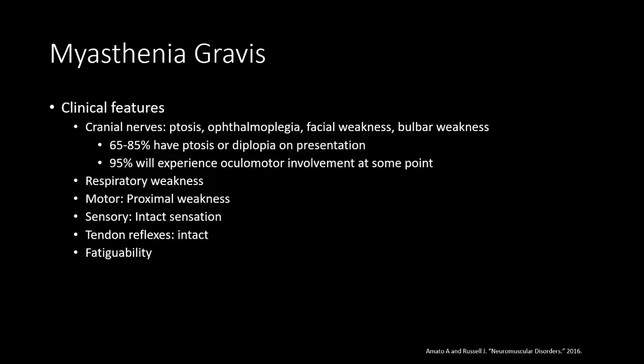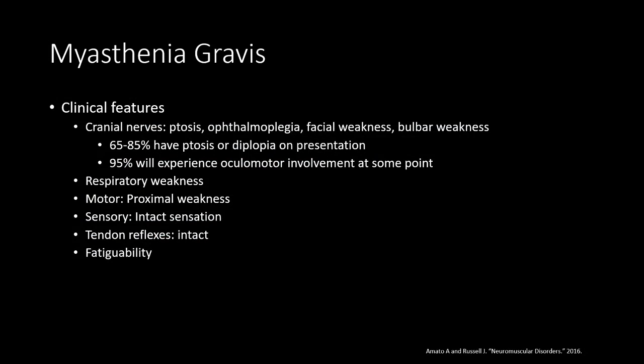So clinically, patients with myasthenia gravis, and pediatric patients in particular, will very frequently have cranial nerve involvement. 95% of patients will have oculomotor involvement and ptosis at some point throughout their course. Ptosis, ophthalmoplegia, facial weakness, and bulbar weakness are extremely common. So if you have a patient that is extremely weak but doesn't have these findings, then I would definitely be thinking about something other than myasthenia.